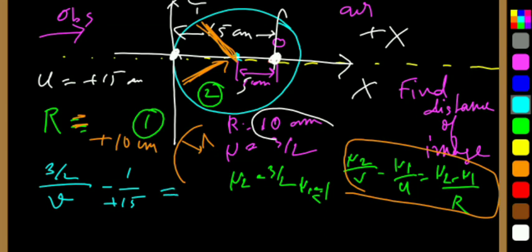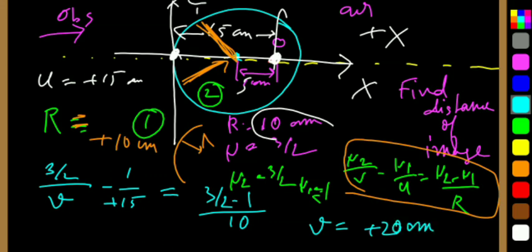This is equal to mu2 minus mu1. What is mu2 minus mu1? 3 by 2 minus 1, by R, which is plus 10. If I solve this, I will get V is equal to plus 20 centimeter. V is equal to plus 20 centimeter.